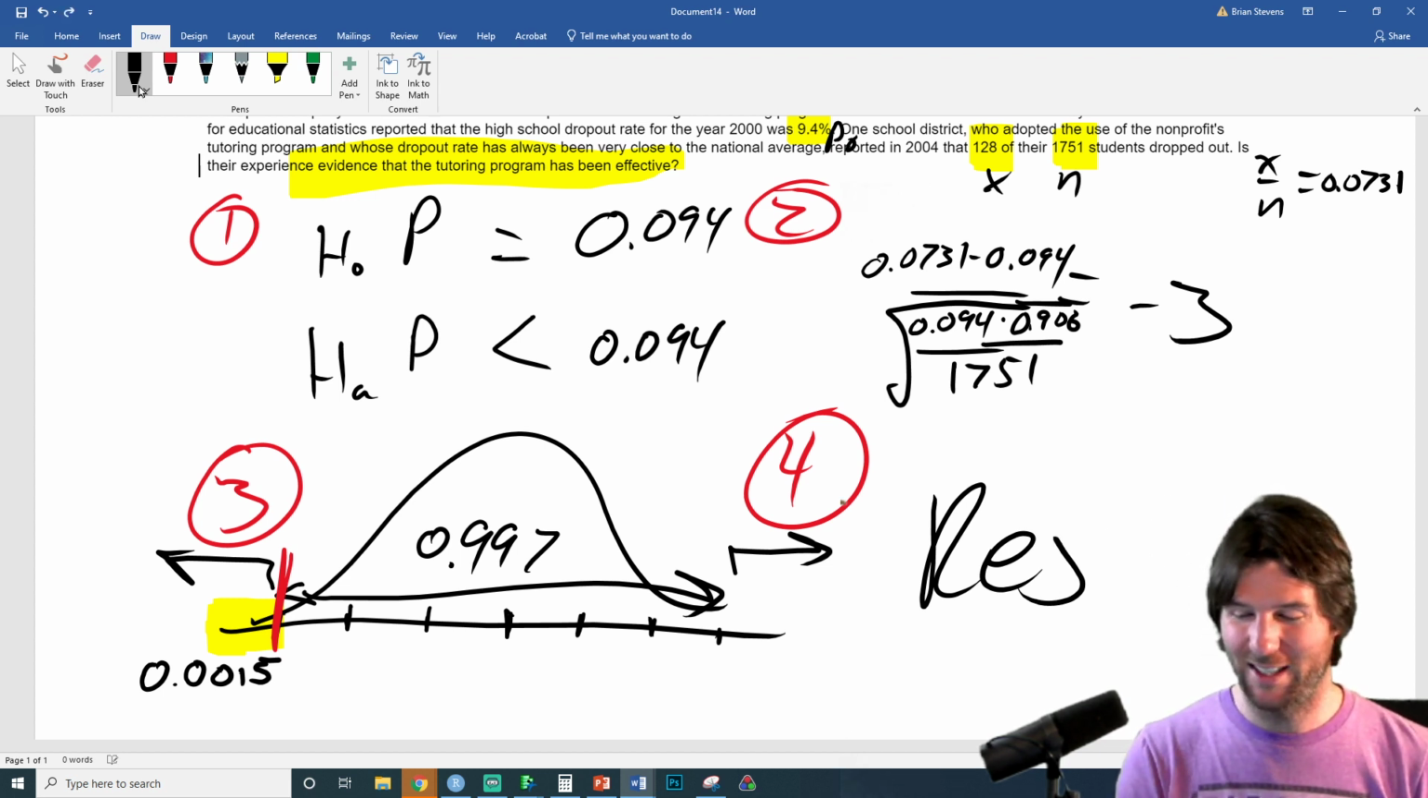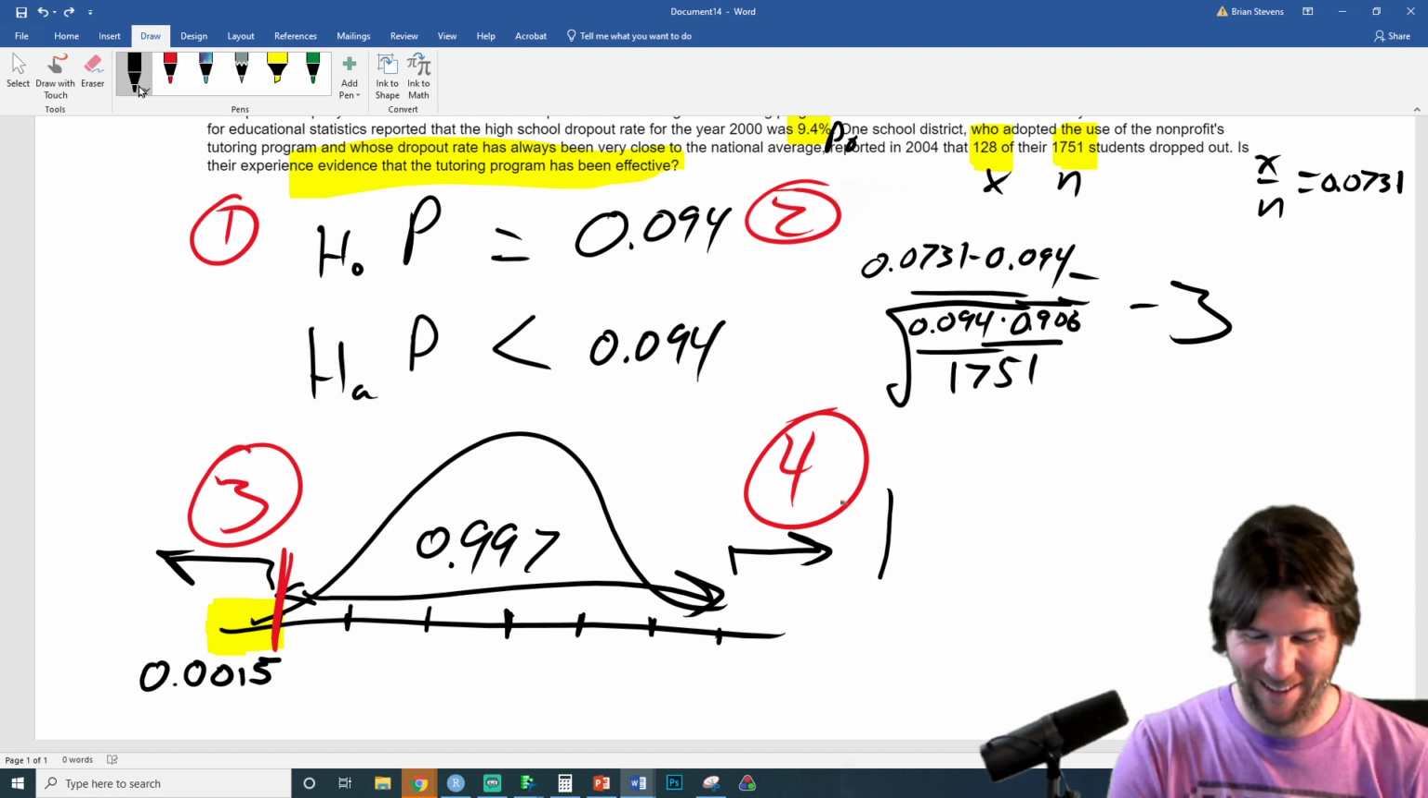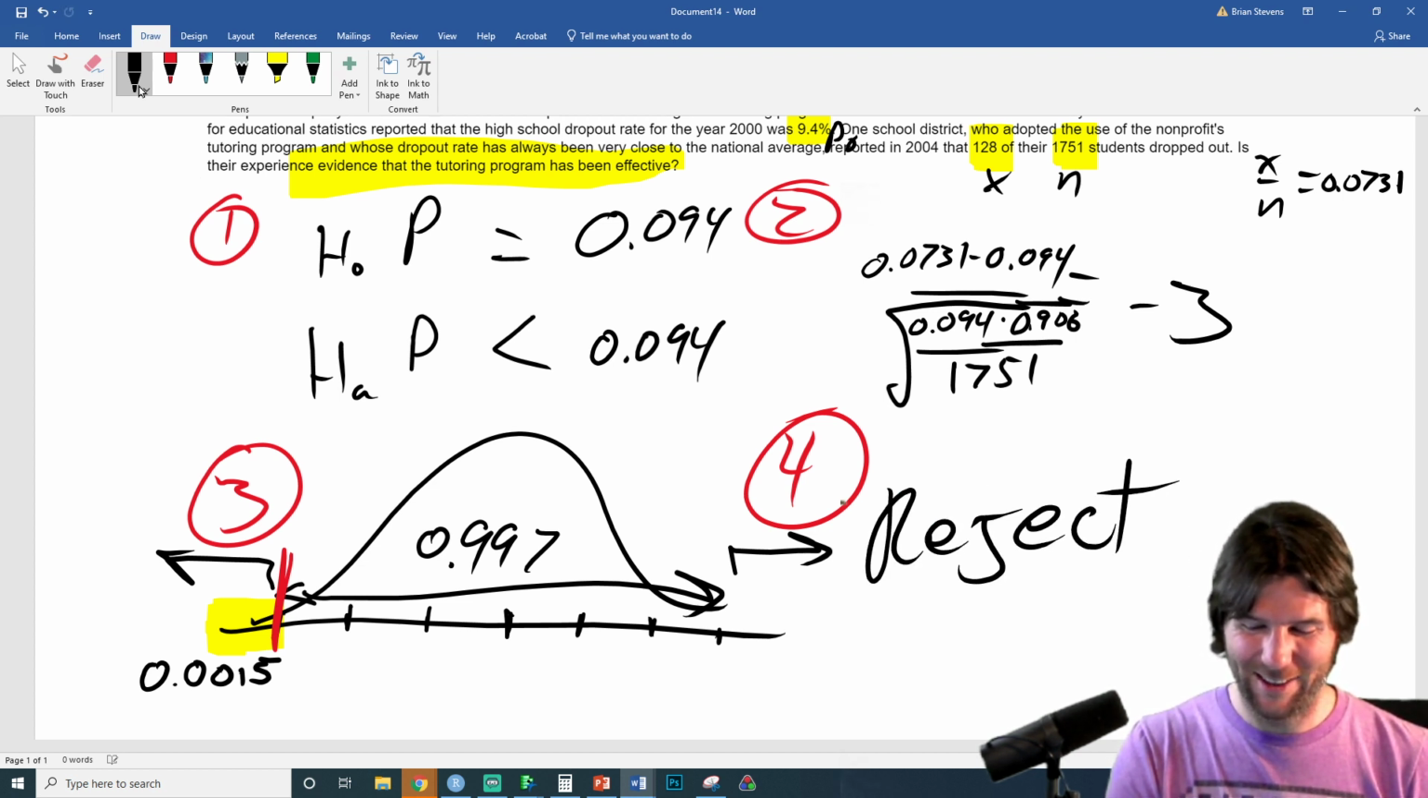I don't know how to spell reject. But when the p-value is, I can't divide either. Reject. So reject the null. When the p-value is low, reject null.